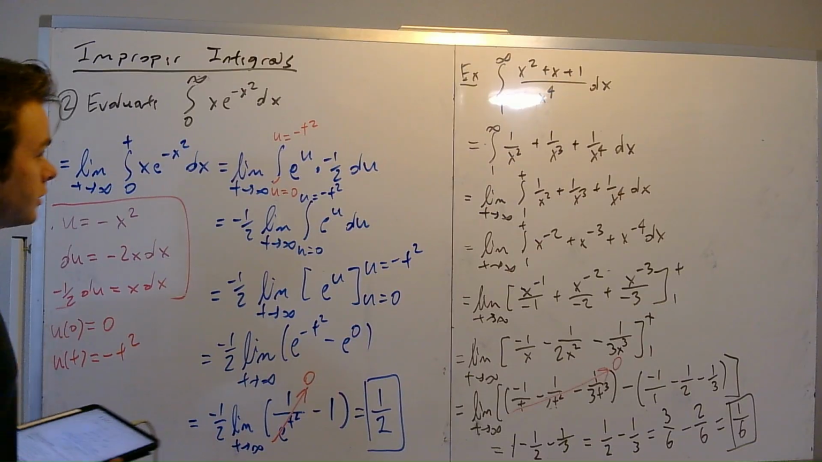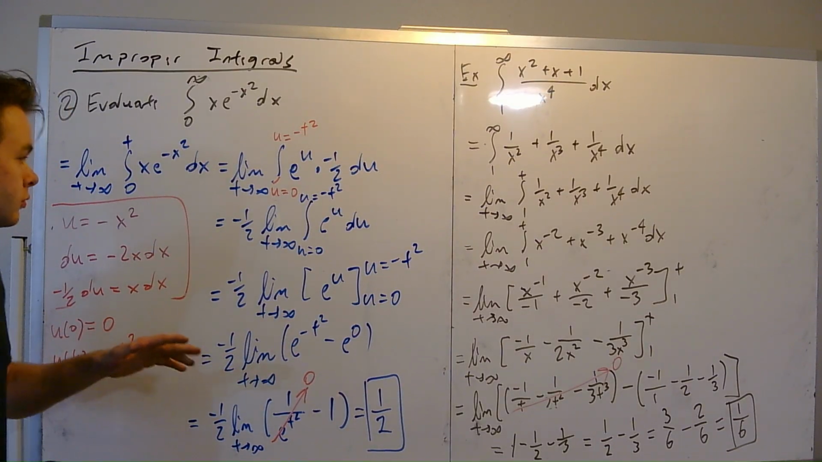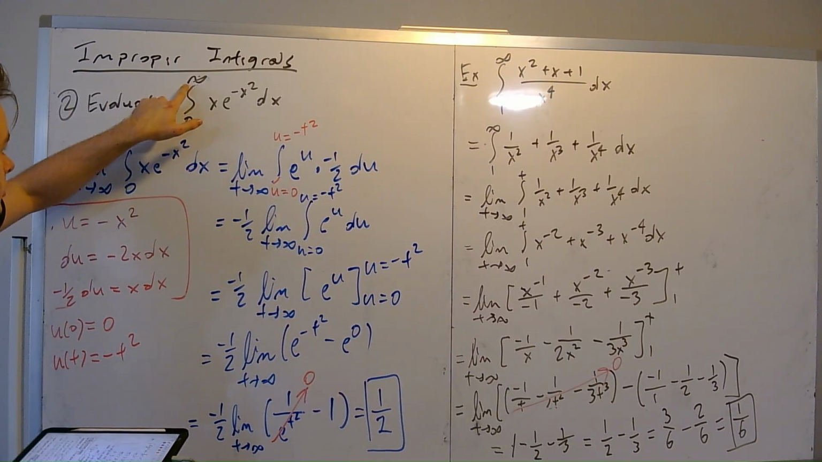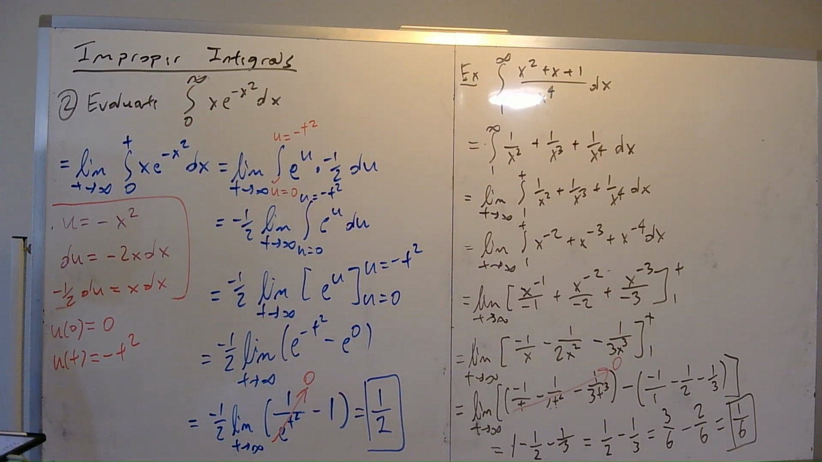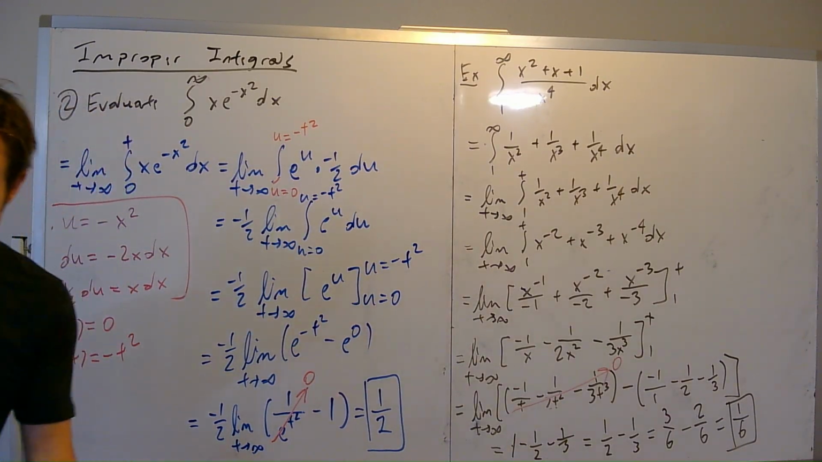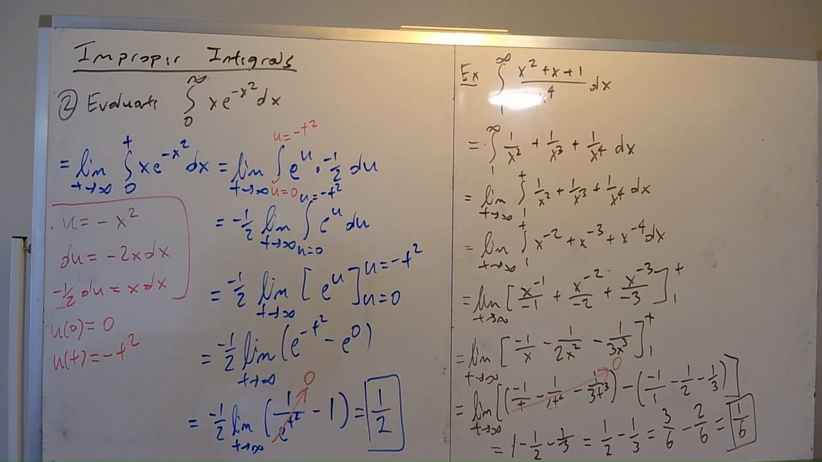Okay. So again, the only thing to worry about with these problems is just replacing this infinity sign with a t, and then writing the limit as t goes to infinity. That's the main thing with these problems. Okay. So we're going to talk about now our second type of problem in this section.